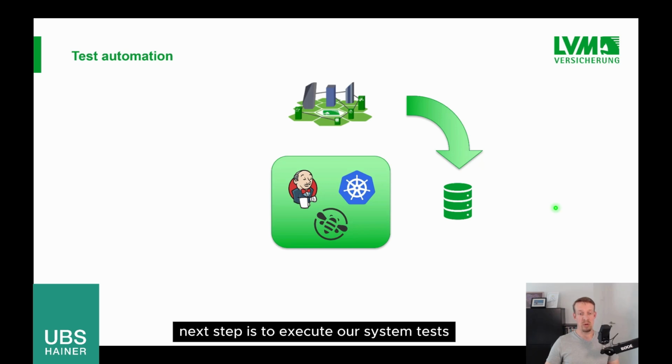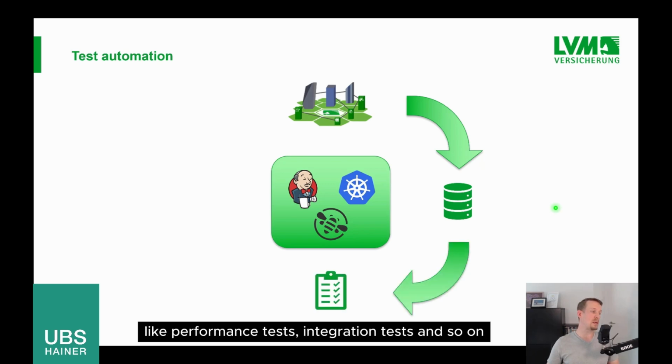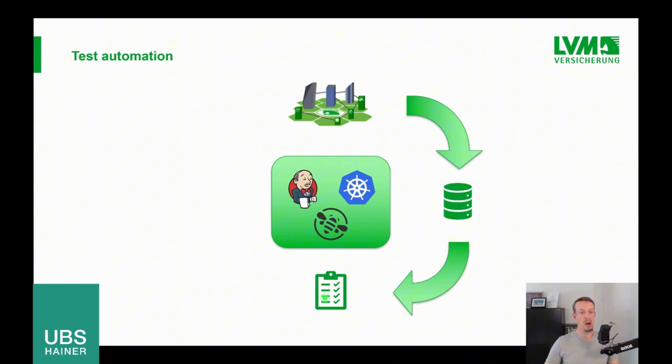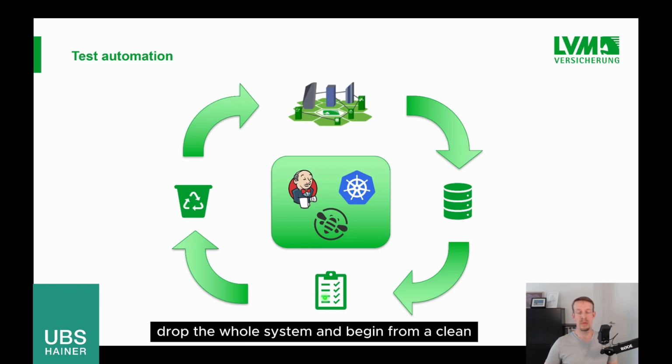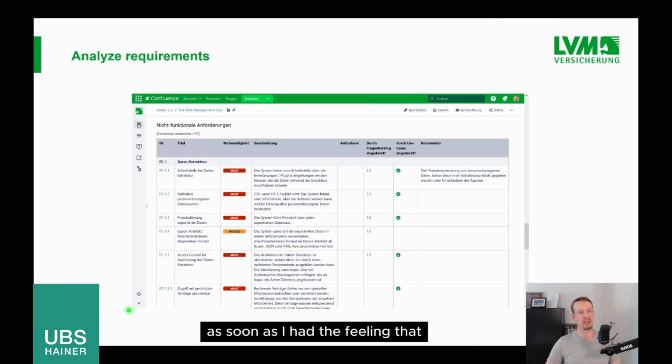Next step is to execute our system tests, like performance tests, integration tests, and so on. And as soon as we are done with that, we want to drop the whole system and begin from a clean green field again with all the tests. And this is a cycle we permanently want to run in order to monitor the quality of the overall system. And in order to achieve this high degree of test automation, XDM is one of the key aspects.